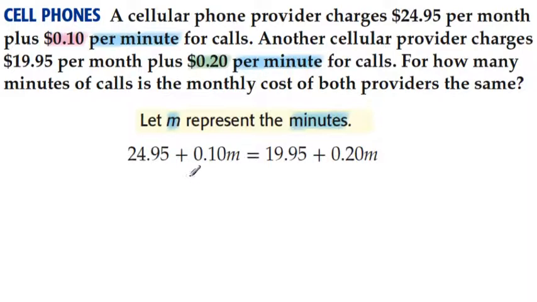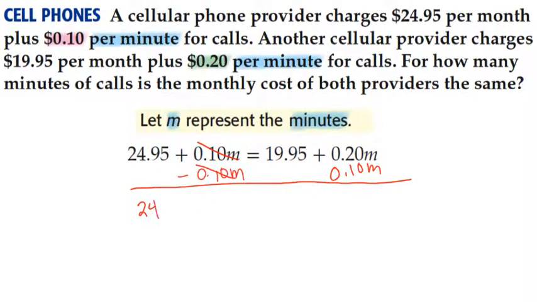So I would take and subtract 0.10 m from both sides. When we do that, they drop out over here. And I get $24.95 equals $19.95. And what do we get over here if we're adding these together? Whoops, I'm subtracting this one, right? So 0.2 minus 0.1 is going to be a positive 0.10 m. Okay? So we've got the m's together.